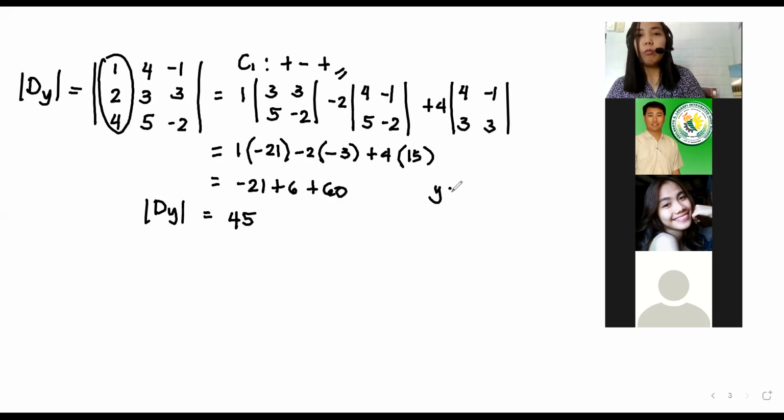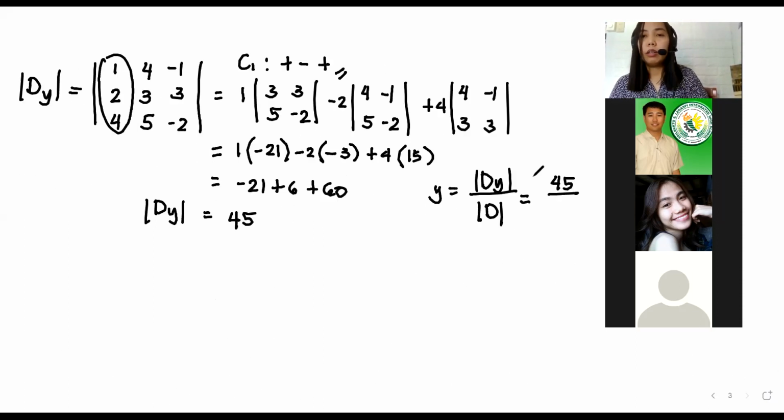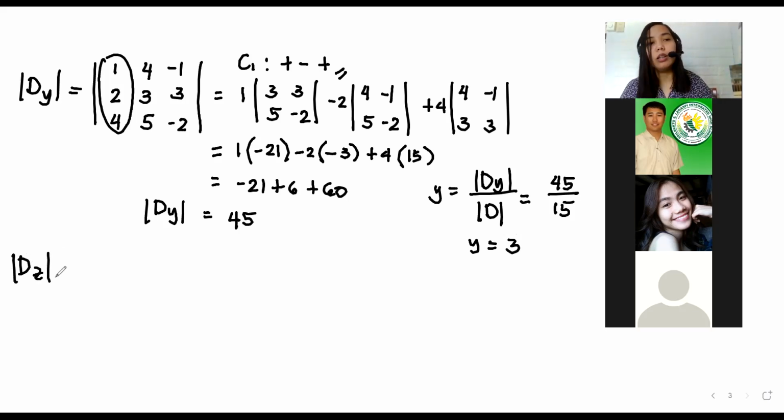So, to find the value of y, dy over d. So, ang dy natin, 45. Ang d natin, class, ay 15. So, y is 45 divided by 15, it's 3. Okay, last na. D, the determinant of dz.